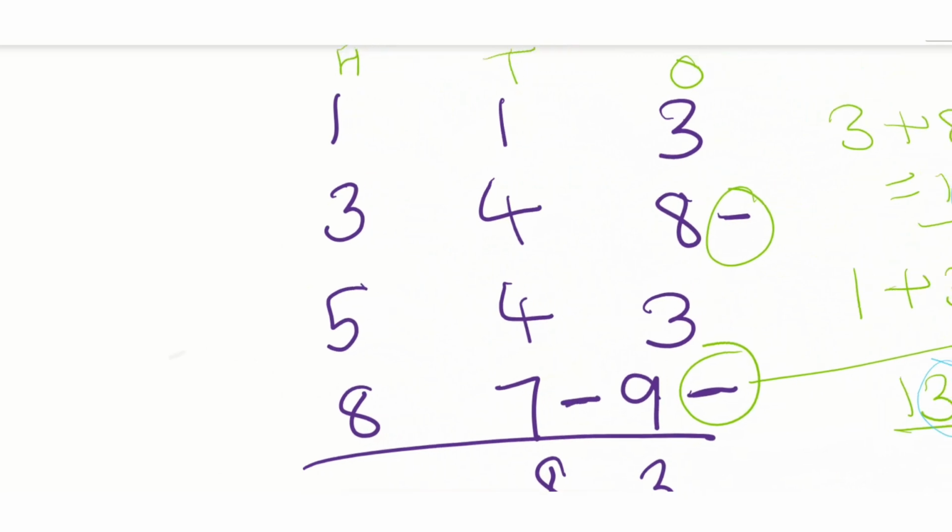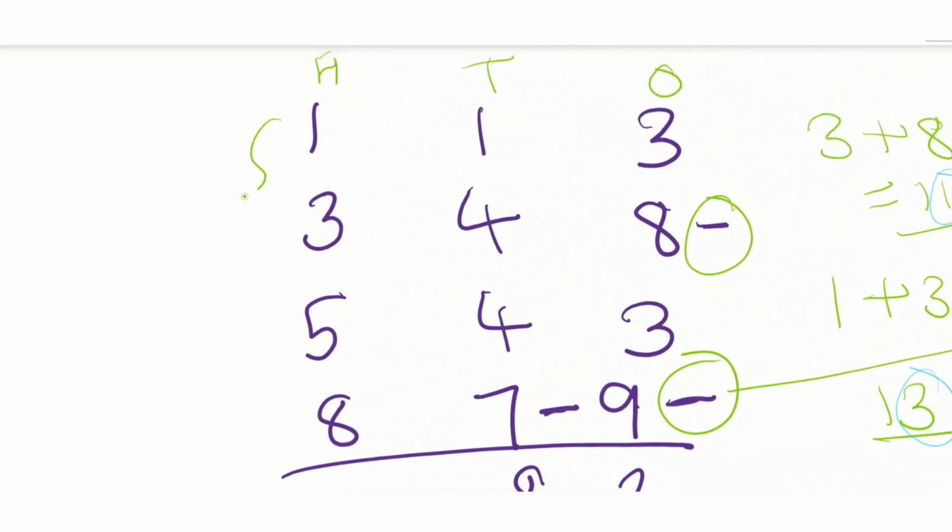Moving on to the hundreds column, we are going to add 1 plus 3, 4, 4 plus 5, that is 9. 9 plus 8 gives us 17, which is greater than 10.